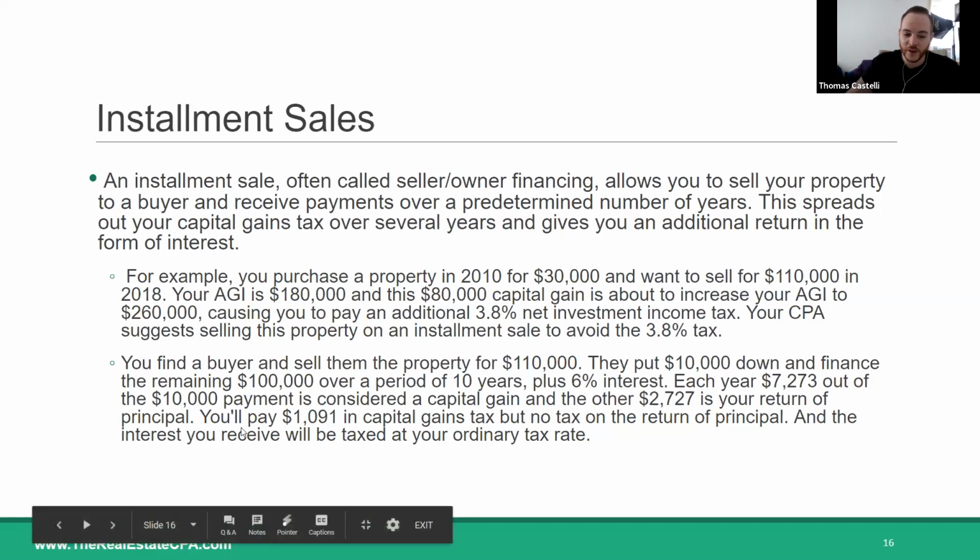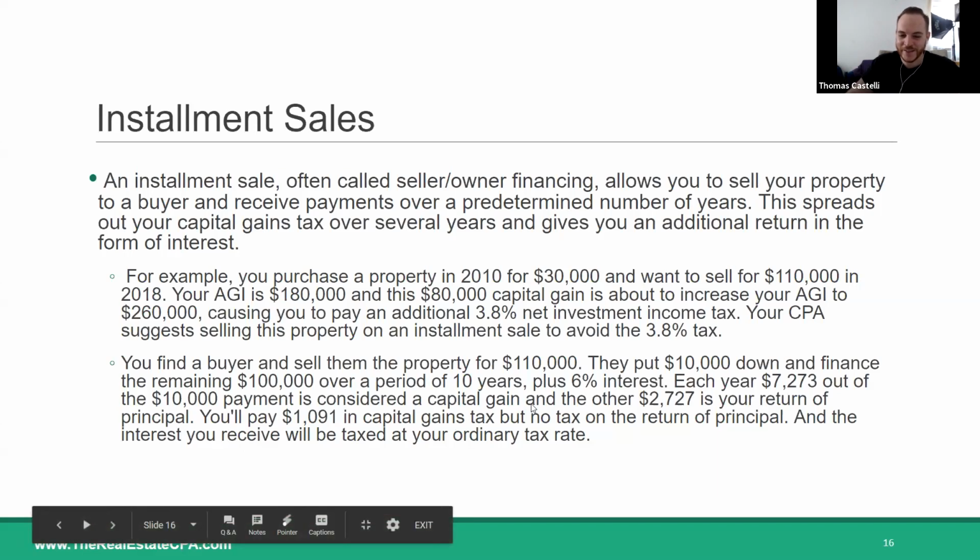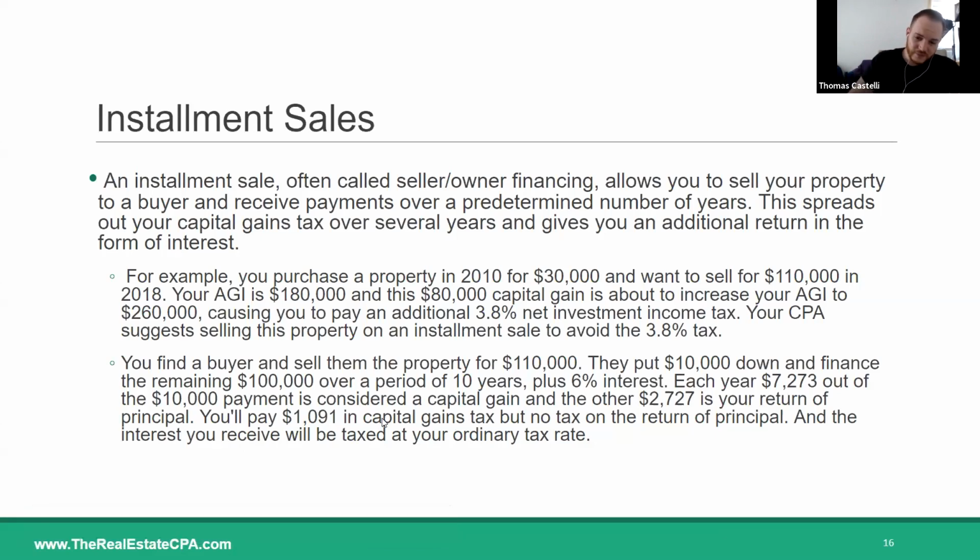You'll also pay, so that in this example, you'll pay $1,091 in capital gains tax, but no tax on the return of principal. And also, the interest you receive on this investment will also be taxed at your ordinary income tax rate. So that's pretty much how an installment sale works.